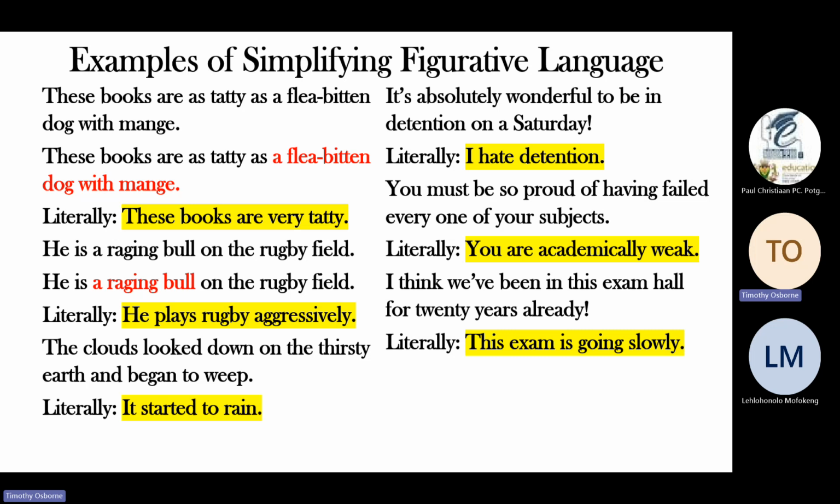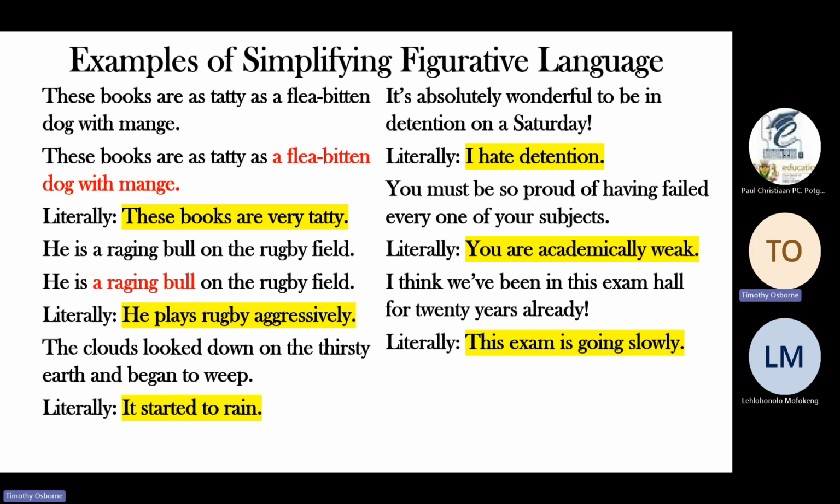Perfectly clear, perfectly straightforward. Then we've got a sentence here: "He is a raging bull on the rugby field." Okay. Now, what can we look at here which is figurative and can be taken out? A raging bull. We're talking about a person here who cannot literally be a raging bull. So let us rewrite this in literal language. It says here, "He plays rugby aggressively." That's all that is actually being said there.